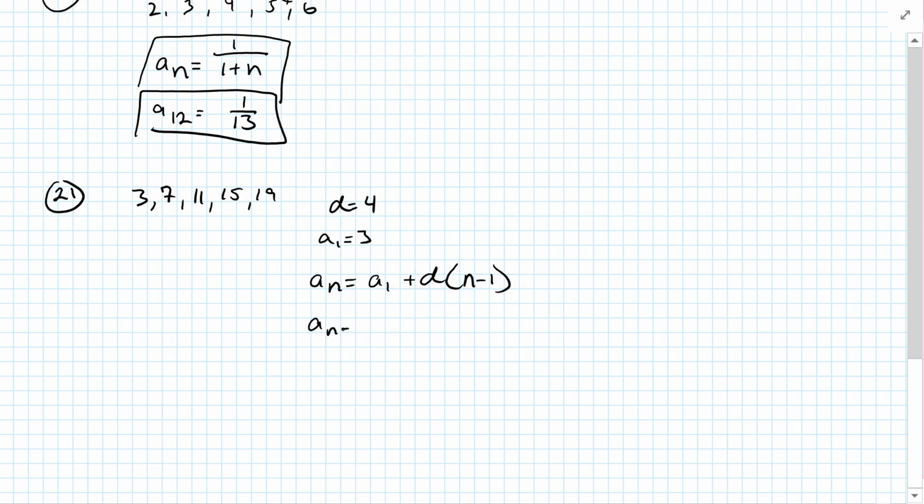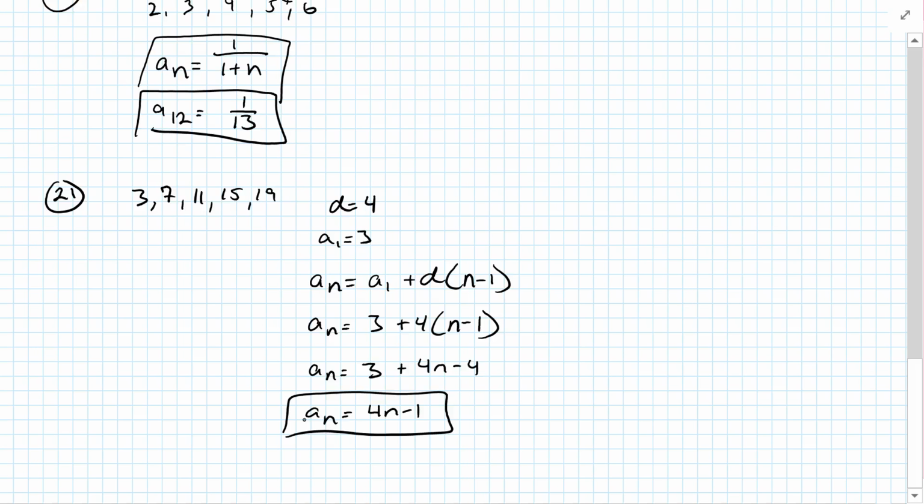So a of n equals 3 plus 4 times n minus 1. So I can distribute the 4, so it's going to be a of n equals 3 plus 4n minus 4. So a of n is just going to equal 4n minus 1.